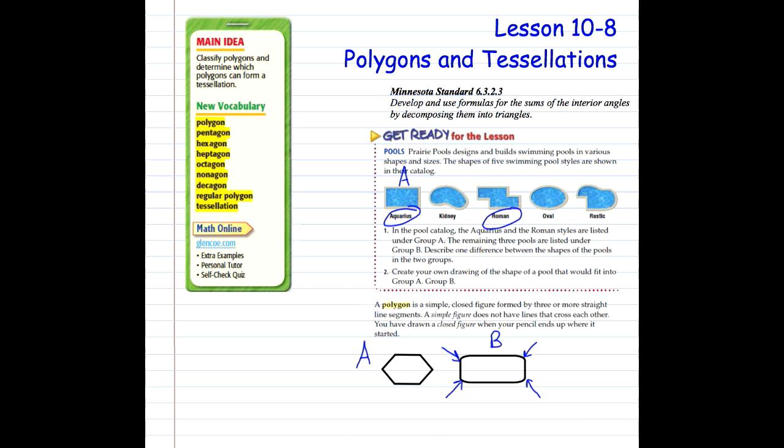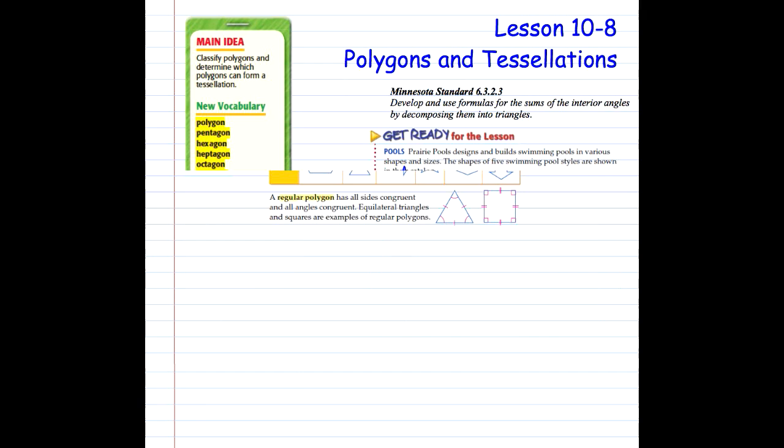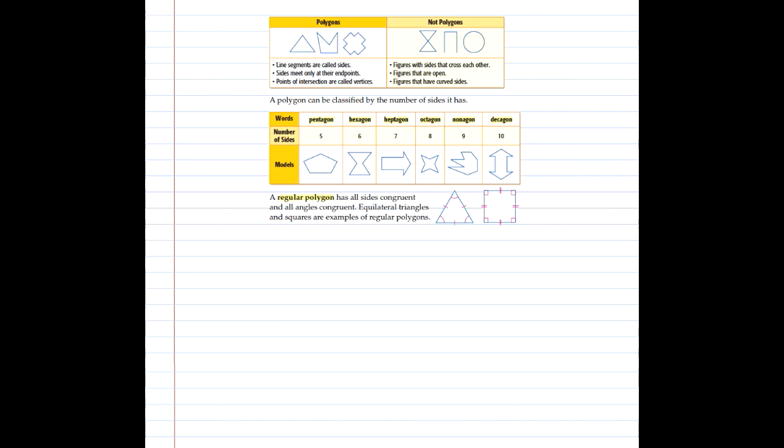A polygon is a simple closed figure formed by 3 or more straight line segments. A simple figure does not have lines that cross each other. If you've drawn a closed figure, your pencil ends up where it started. Some examples of polygons. Line segments are called sides. Sides meet only at their endpoints. Points of intersection are called vertices.